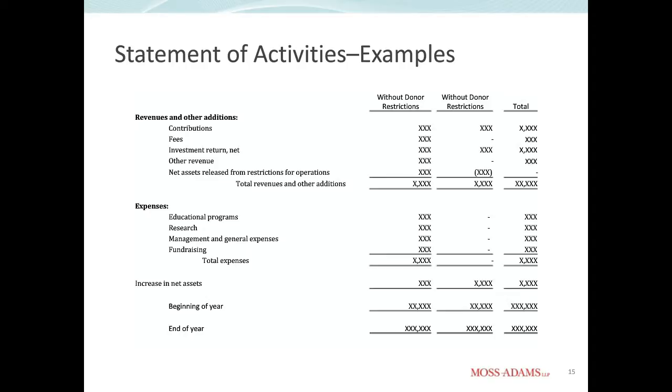The second option is the example that's shown on the slide here. This is where there are multiple columns, one for each class and then with a total column. And the third option is to present two statements. The first statement would show revenues, expenses, and any other changes in net assets without donor restrictions. Then there would be a second statement showing changes in net assets for donor restricted activities.